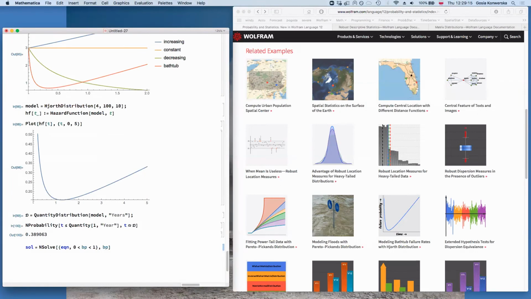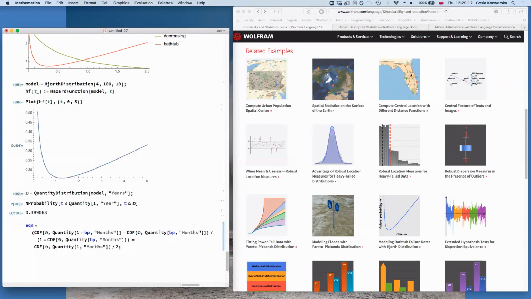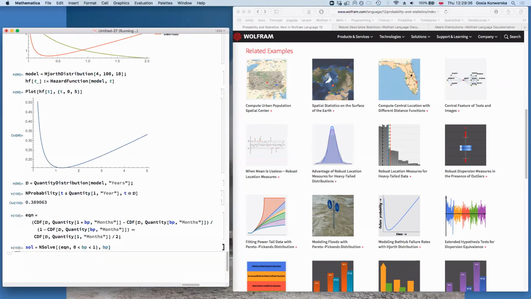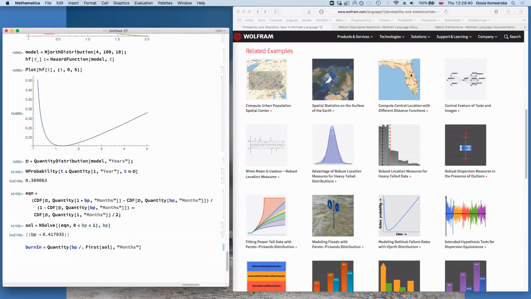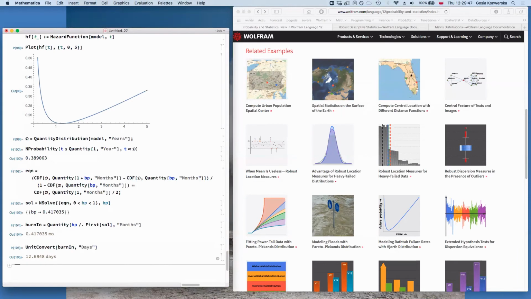We can also ask the question: finding the length of burning period after which the failure probability within the first month is reduced by half. So this equation, and we should find a solution using nsolve. Okay, so we have the answer, and then what's the burning period? It's 0.4 months. I really don't know how long it is, so I'm gonna convert to days.